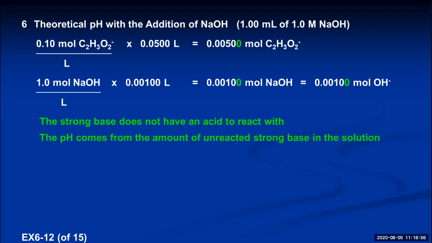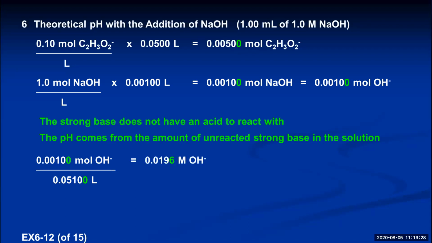So the pH is just going to come from the amount of this unreacted strong base that's in the solution, 0.0010 moles of hydroxide. Now the acetate ion, which is a weak base, will produce a little bit of hydroxide, but it's going to be such a small amount compared to 0.0010 that we're just going to ignore it. So we'll assume the hydroxide amount in the solution is 0.0010 moles. Now what's the volume? We added 50 milliliters and 1 milliliter. It's going to be 51 milliliters. So divide the moles of hydroxide by the volume of the solution, and you will get the molarity of the hydroxide in this solution, 0.0196 with the guard digit.